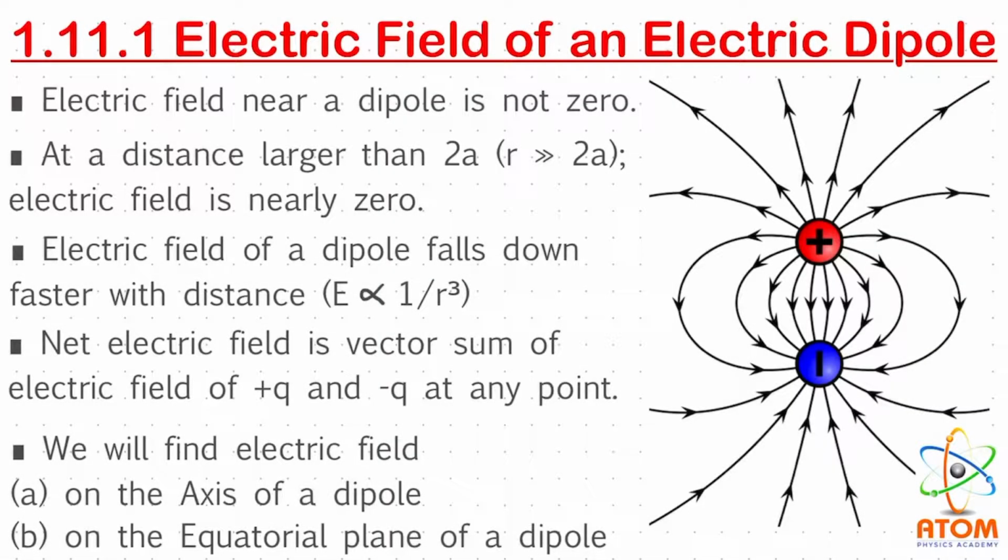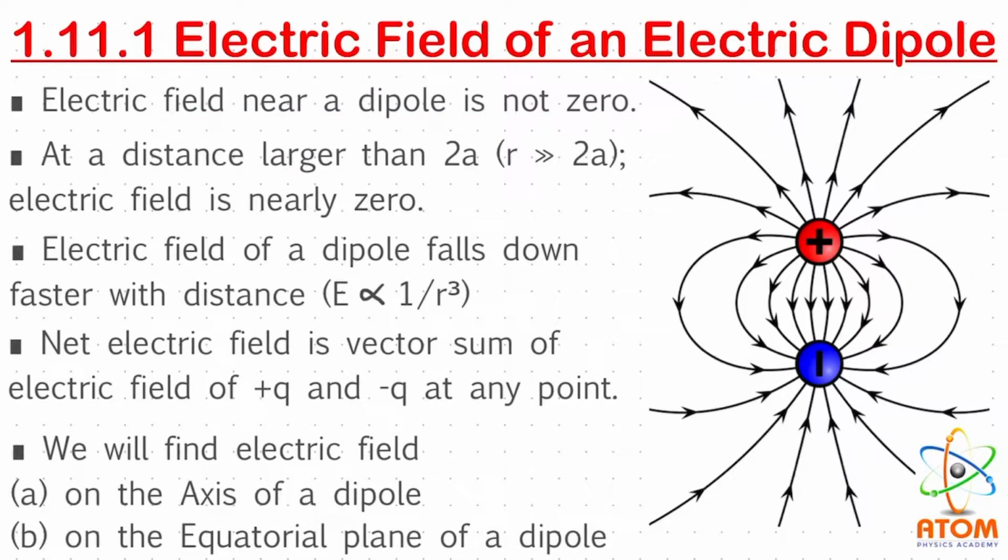Now let's see the electric field of an electric dipole. You can see here is the electric field of a dipole. The electric field near a dipole is not zero. The reason is simple: both the charges have some separation distance between them. They are not overlapping each other. That's why the electric field is not zero near the dipole.